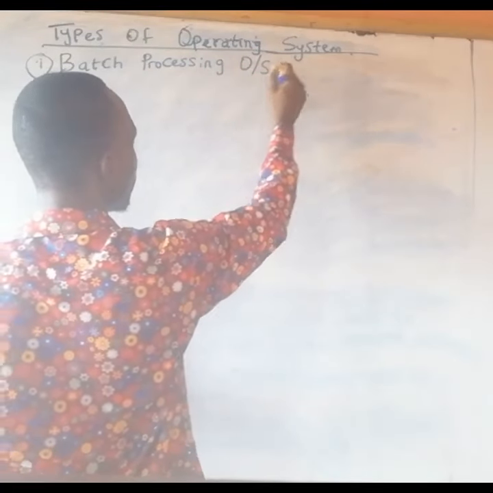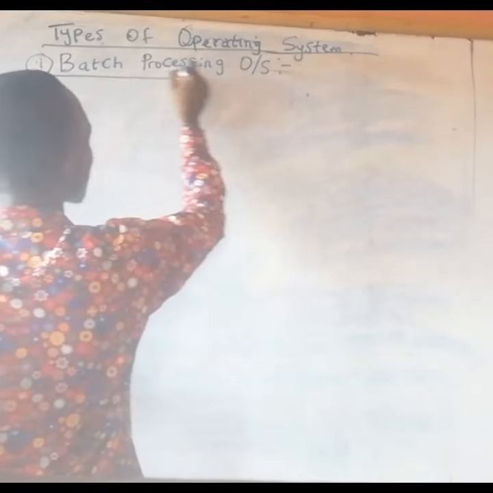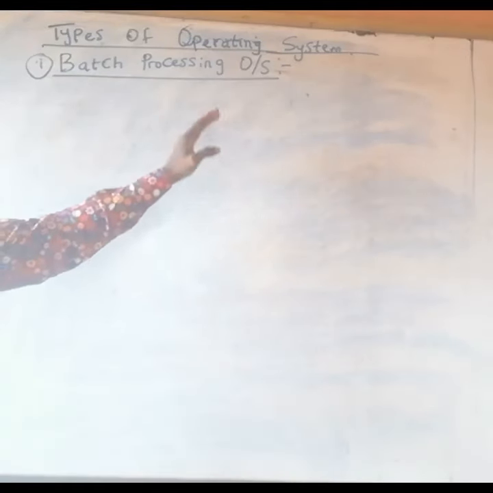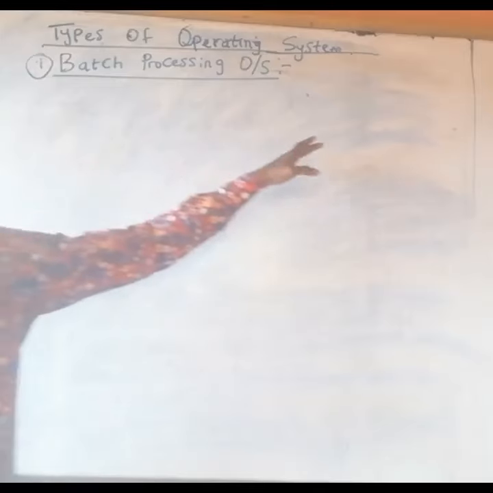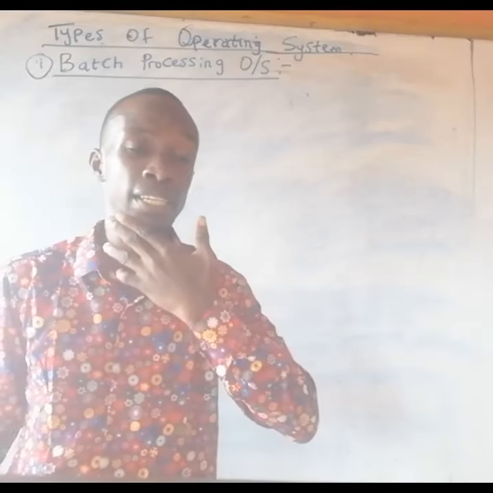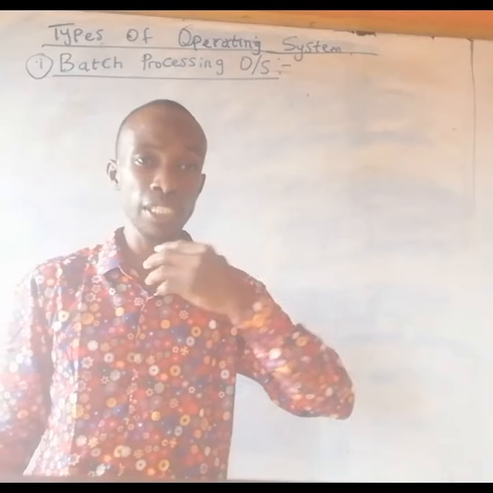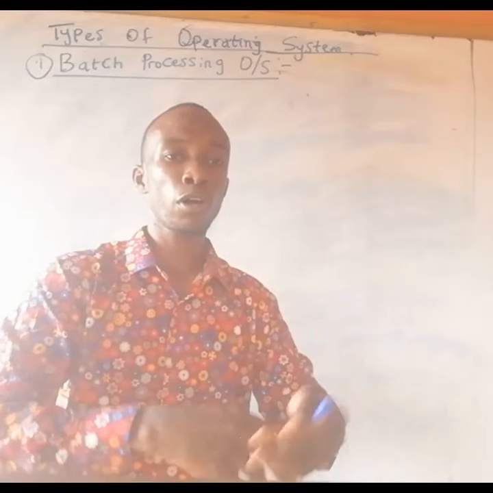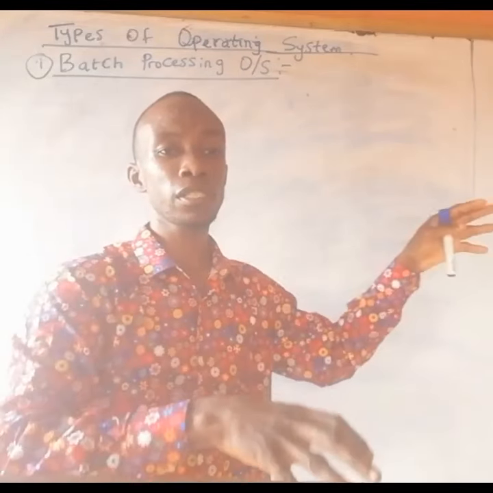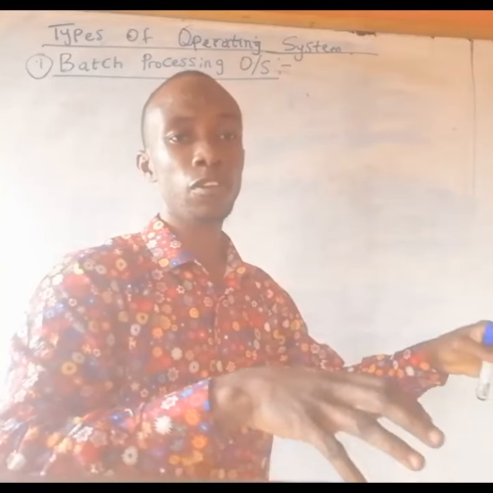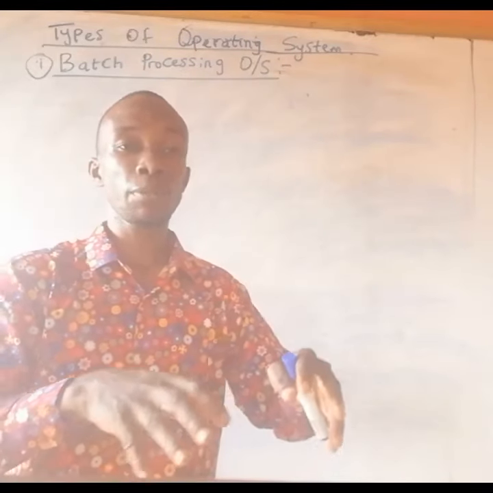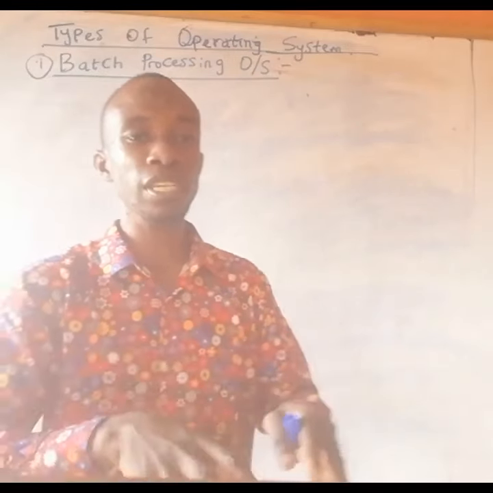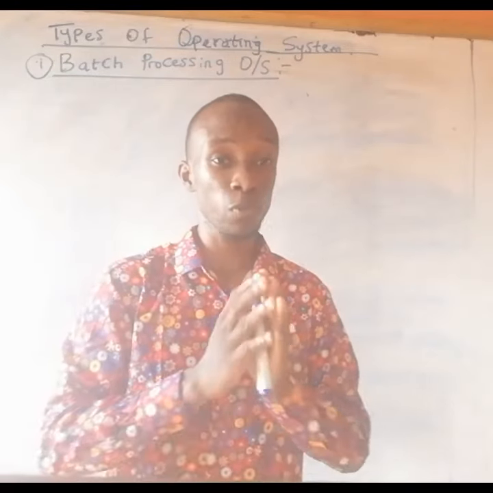Hope you understood what this is. Alright. The batch processing operating system. Now don't forget, the operating system involves the users. The primary goal is to make the users convenient in making use of the computer, to be able to work with it and handle the computer in a convenient way.